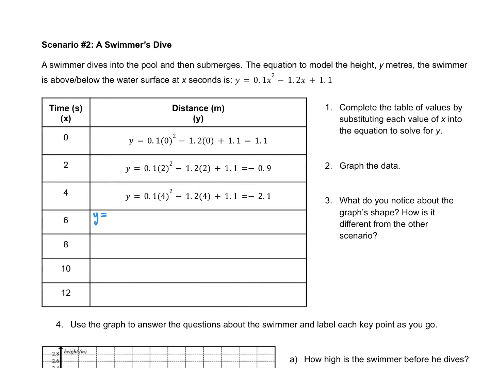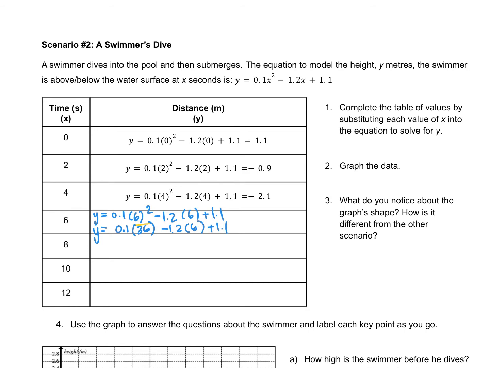So I'm going to write y equals 0.1, and then instead of x, I'm going to write 6, then squared, minus 1.2, and then again, instead of x, I'm going to write 6, and then plus 1.1. And now we can use a little bit of BEDMAS. So in BEDMAS, we do the exponents first. So that's the first thing I'm going to simplify. 0.1, 6 squared is 36, minus 1.2 times 6, and then plus 1.1.